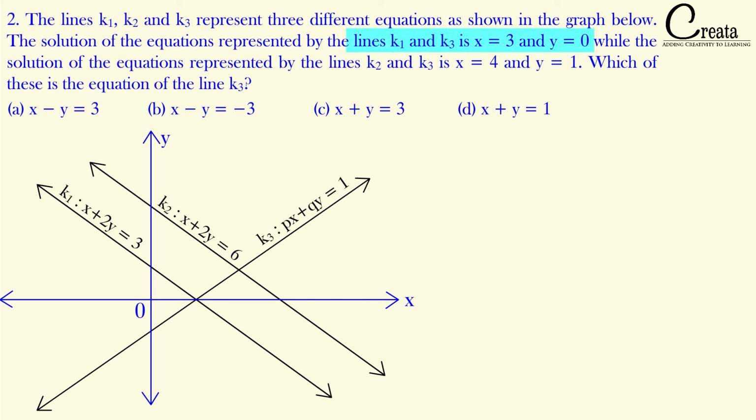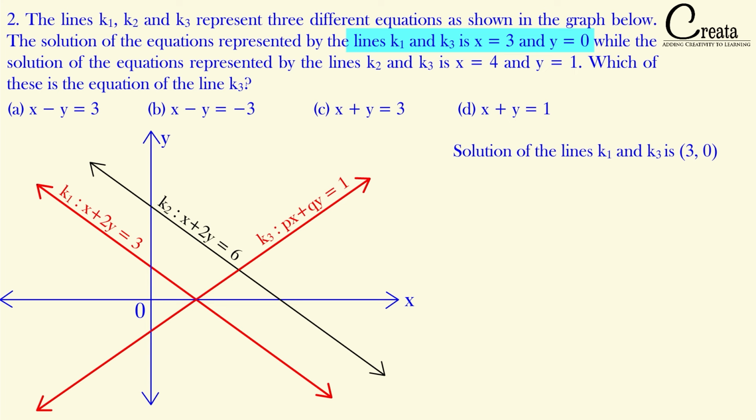Let's understand the term the solution of the two lines. The solution of two lines is the point at which the two lines are intersecting. Or in other words, the point or coordinate which satisfies both the lines. That is the solution of two lines. For example, here the solution of K1 and K3 is given as x is equal to 3, y is equal to 0. In coordinate terms, it will be (3, 0).